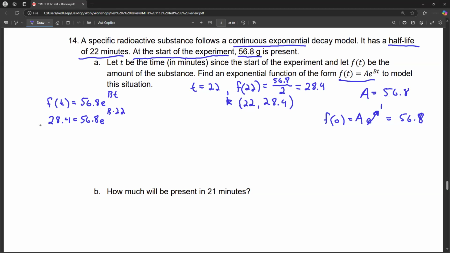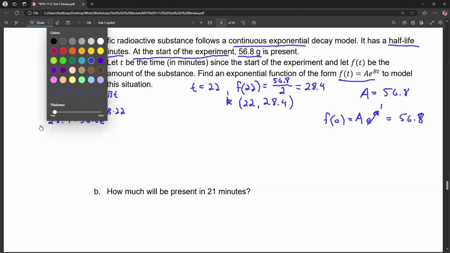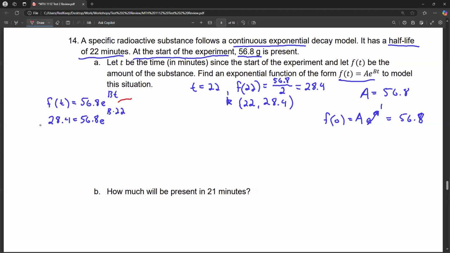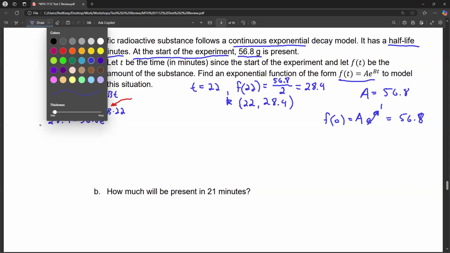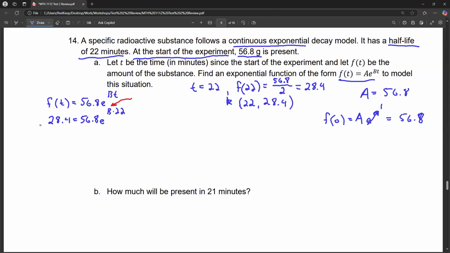And then our thing we're trying to solve for, you've heard me say this before, is hanging out here in the exponent position. In order for us to gain access to that, we're probably thinking, oh, we're going to do some logarithm stuff. But in order for us to get there, let's go ahead and start by dividing by 56.8. So if you divide the right-hand side by 56.8, that all just goes to 1, and we're just left with e raised to the power of b times 22.